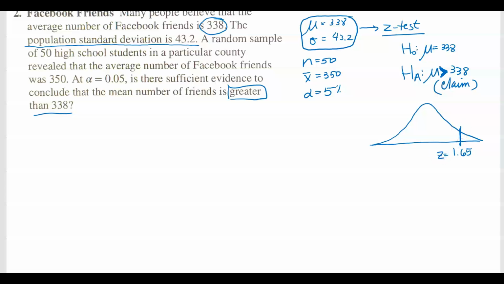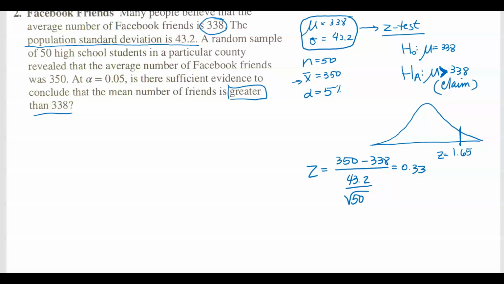Okay, now, in order to figure out where my test value ends up, I need to calculate my test value. So z is going to be equal to the observed value, 350, okay, or the x bar right here, minus the hypothesized value divided by the standard error, which is going to be 43.2 over the square root of 50. Okay, let's calculate that real quick. Okay, we put it all into our calculator and we end up with 0.327. So let's put 0.33.